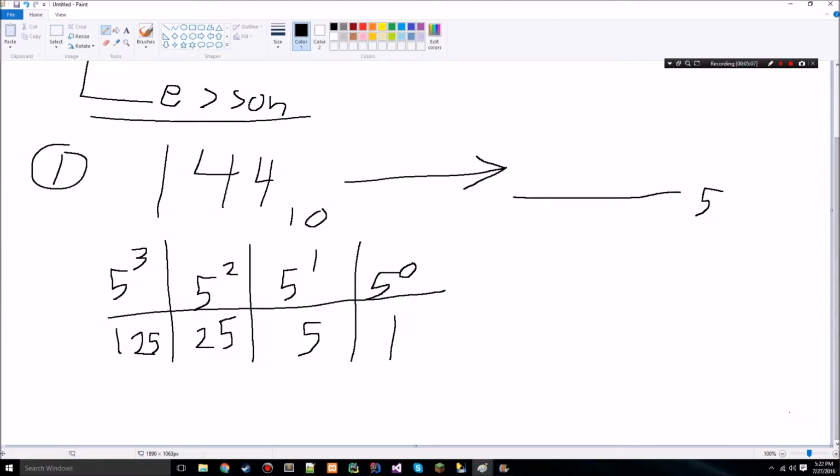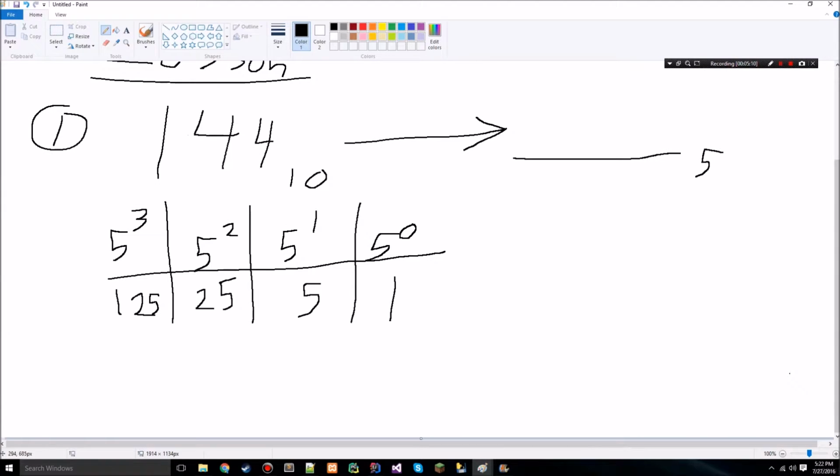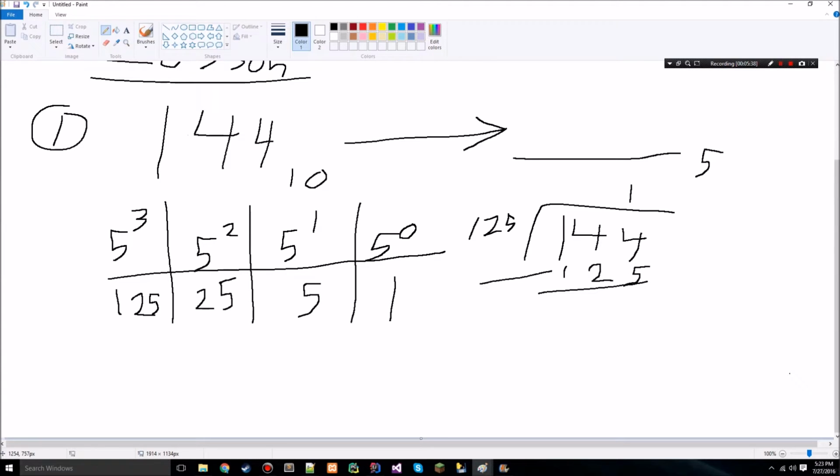So we wrote out our powers of 5 up to the highest power less than our number. Now we just do a bunch of division. We put 144 divided by our largest power of 5, 125, and we get 1. 1 times 125 is 125, and then we subtract 125 from 144, and we get 19. And then we move on to 25.